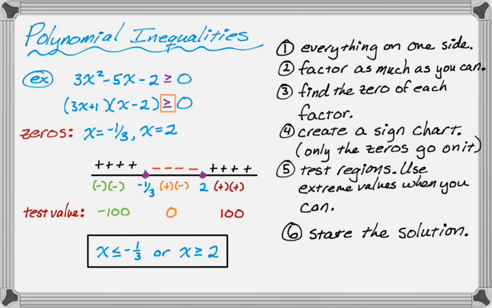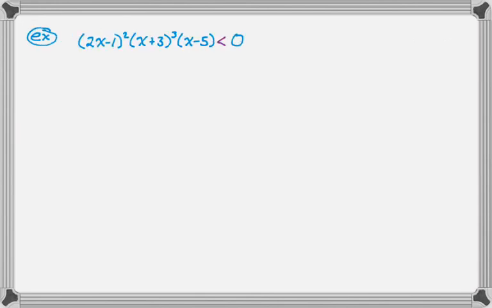Okay, so that's one example where I showed a lot of work and really went through the steps. I'm going to do another example where I show less work. So say we have this: the quantity 2x minus 1 squared times the quantity x plus 3 cubed times the quantity x minus 5, and then less than 0 is what we're trying to solve for. So I need to find the zeros, so I'm going to go through and do that. I get 1/2 from here, I get negative 3 from here, and I get 5 from there.